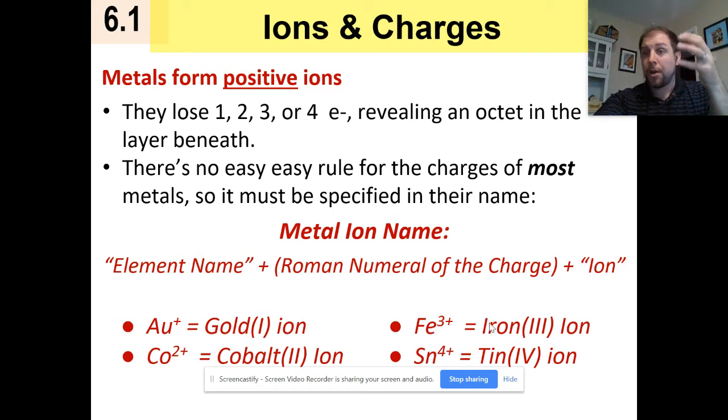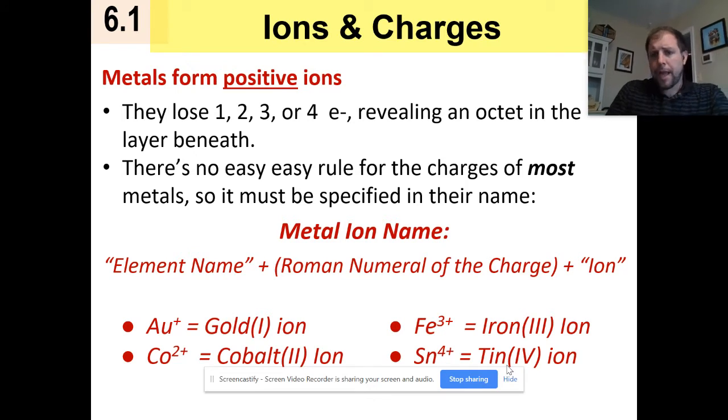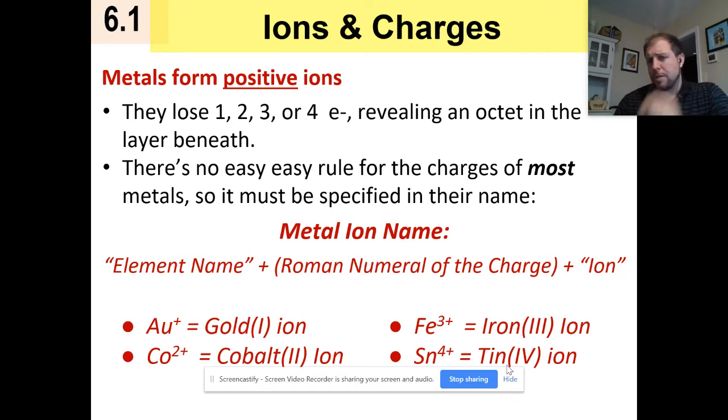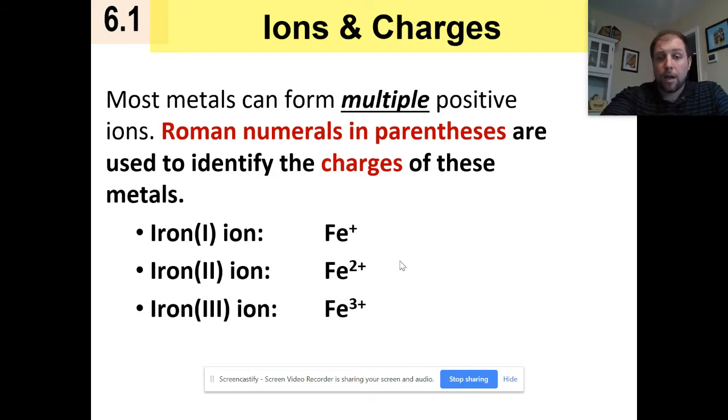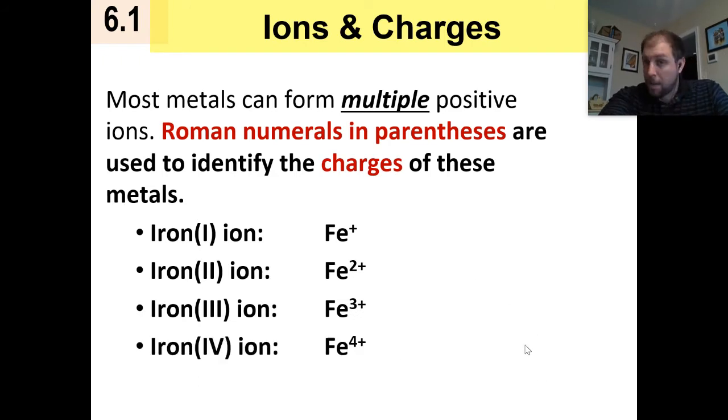Fe3+, that's an iron 3 ion. Okay? Sn4+, that's a tin 4 ion. By the way, the Roman numeral for 4 is IV. Okay? IV. So again, the reason why you can't just say, "Oh, Mr. Gucci, this compound is made of oxides and iron ions." Well, iron what? Is it iron 3? Well, guess what? Iron can also be a 1+ ion, a 2+ ion, a 3+ or 4+ ion, and it makes a difference.